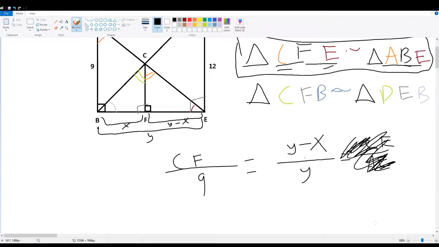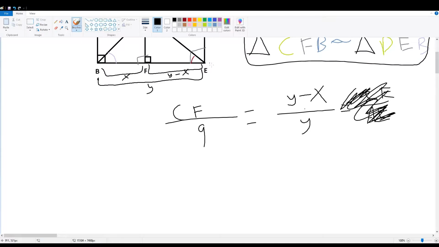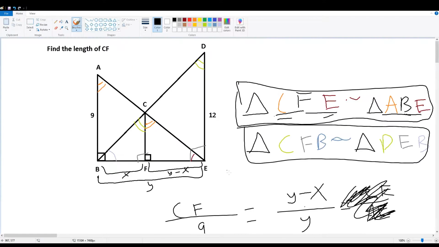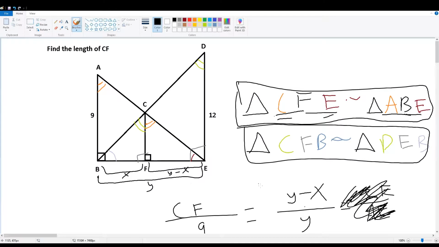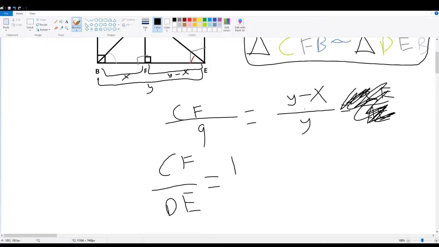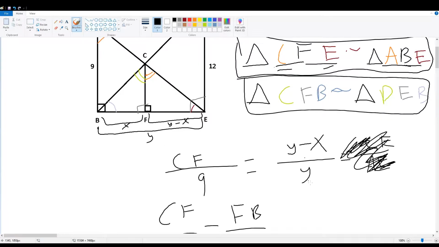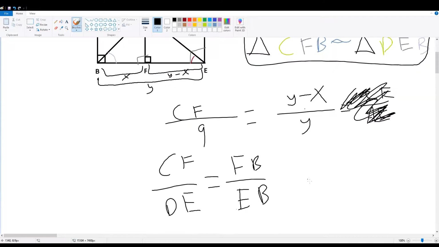Okay, next let's do the second pair of similar triangles. CF, first two letters, CF over DE is equal to FB over EB, which is equal to CB over DB.